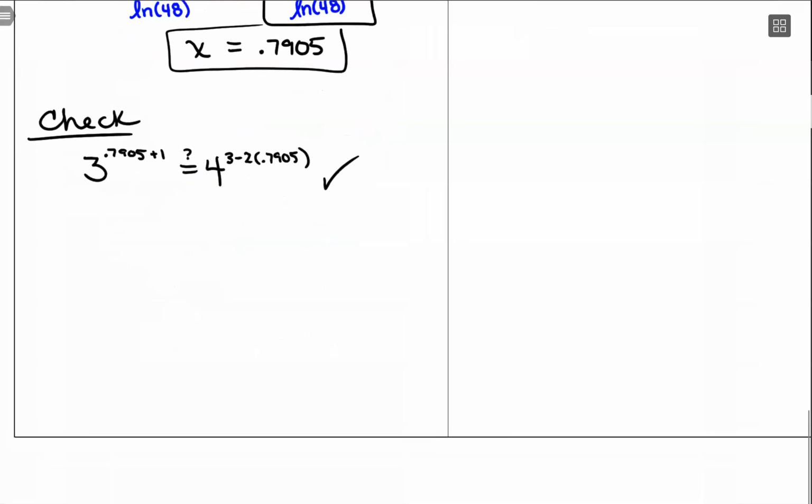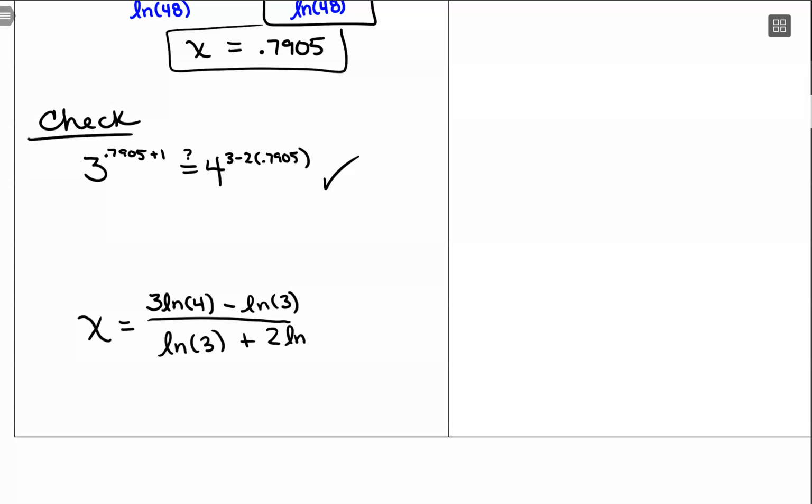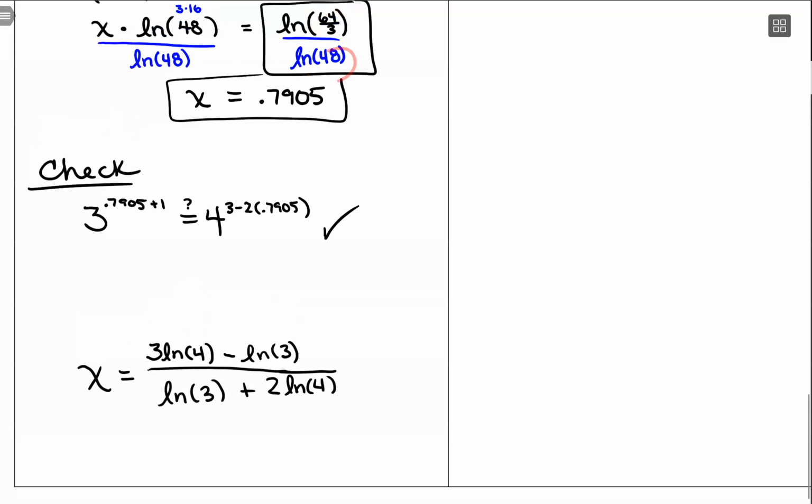In fact, I could even show you without condensing anything, so without making those adjustments I mentioned up above. What you would end up with is 3 natural log of 4 minus natural log of 3, over natural log of 3 plus 2 times natural log of 4. So that would be the solution if we didn't condense anything. Without putting the exponents inside, without switching to division and multiplication, this is the same exact answer and just as correct. So whichever way you prefer works for me.